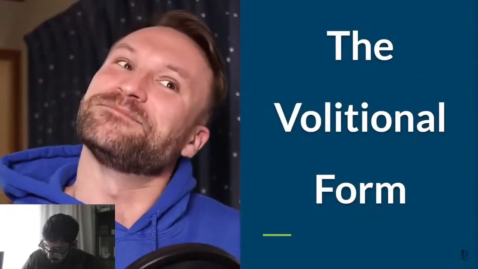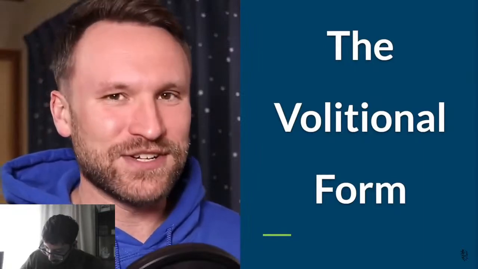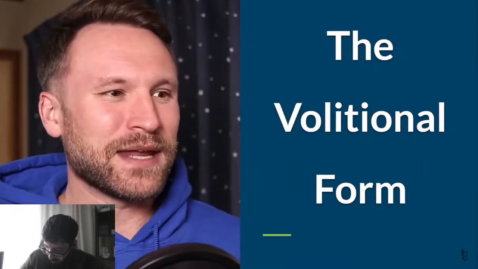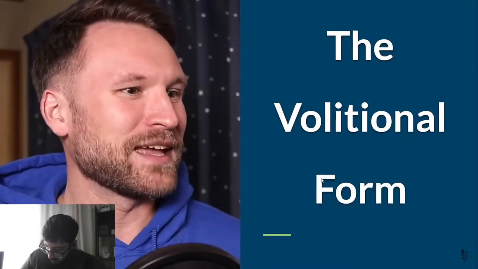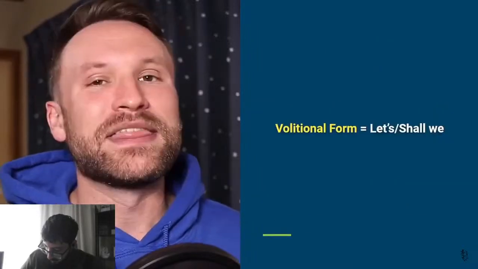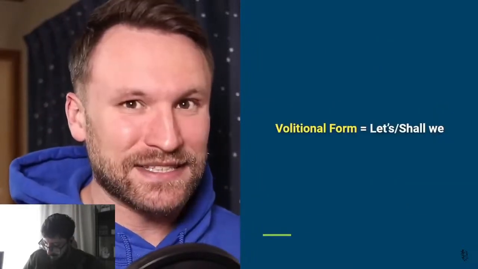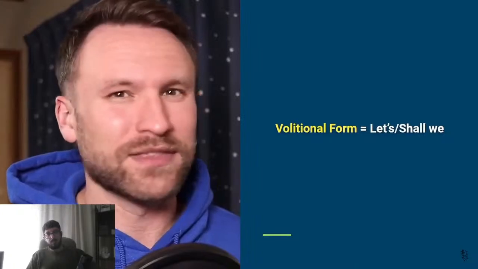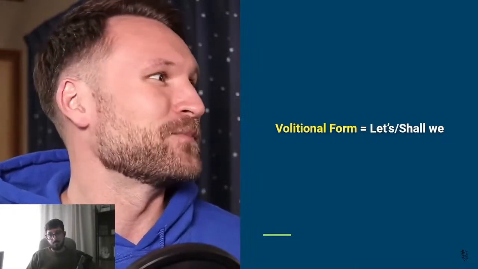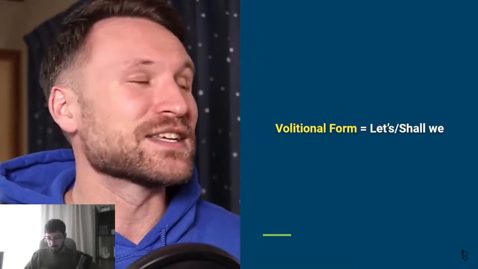All right, guys, are you ready? We are going to be covering the volitional form. It might look a little complicated, but I promise you it's not that complicated at all. So the volitional form basically means let's or shall we do something, when combined with something else, which I'll show you later. So keep that in mind. It just means let's do something.